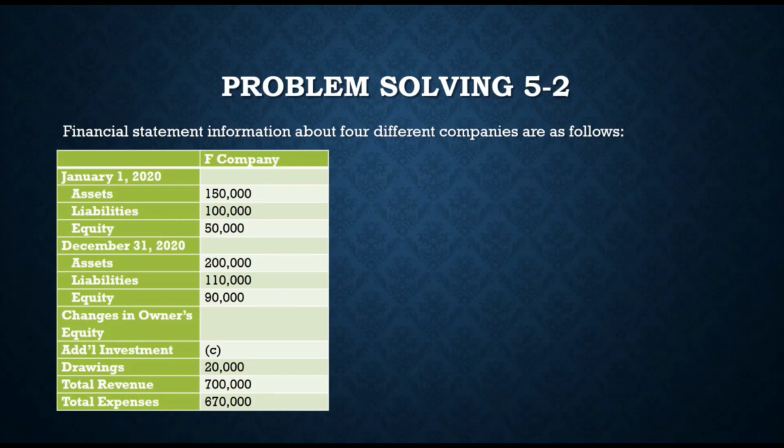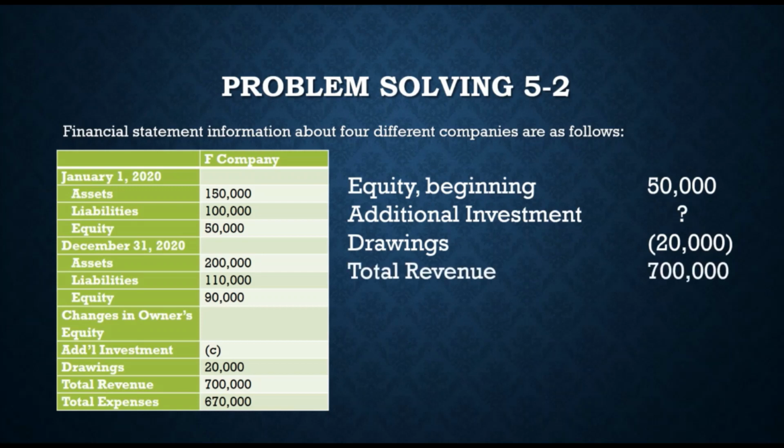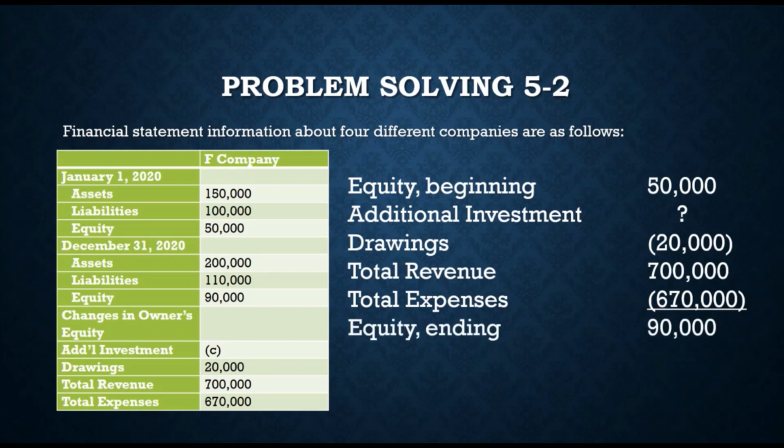So sa letter C naman, 'di ba based sa na-discuss natin last week, ang equity consists of owner's investment, drawings at net income or net loss during the period. So para masagutan natin to, simulan natin sa equity beginning which is yung 50,000. Tapos ang hinahanap yung additional investment. Tapos nag-withdraw daw ng 20,000. Then may total revenue na 700,000 at may total expense na 670,000. Then ang ating equity ending ay 90,000.